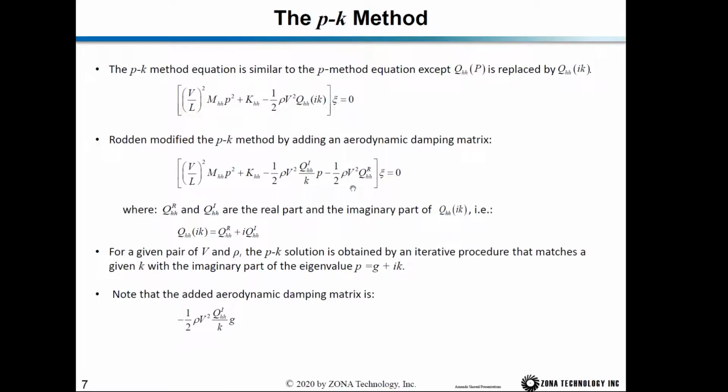And how do we solve this equation? The pk solution is obtained by an iterative procedure. So you plug a reduced frequency into this GAF, and you solve for p as an eigenvalue problem. If the imaginary part of p matches the given reduced frequency, then you find a solution. So this requires an iterative procedure.